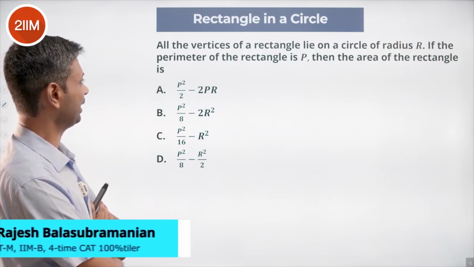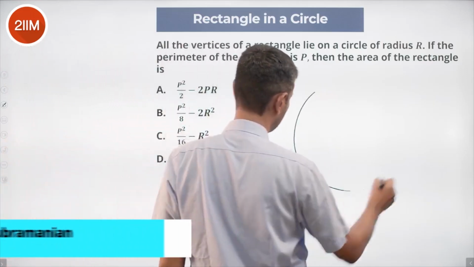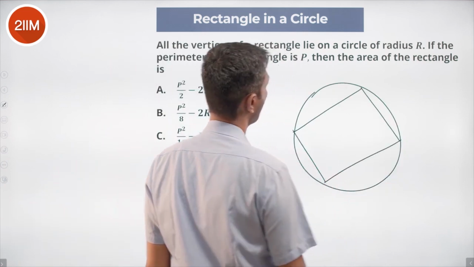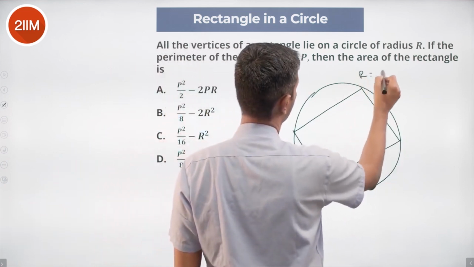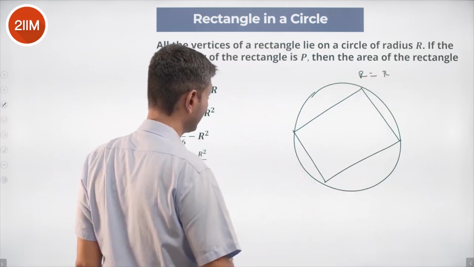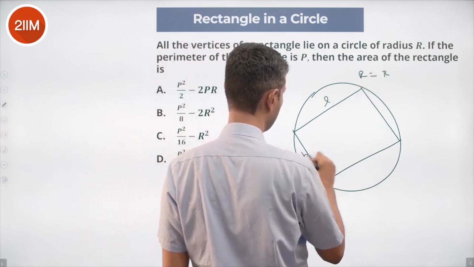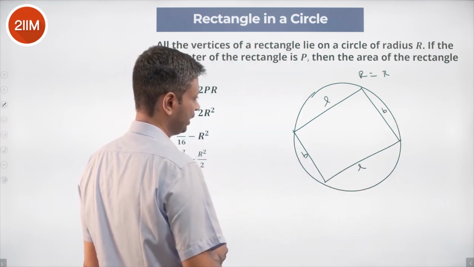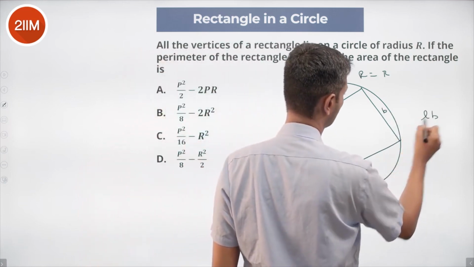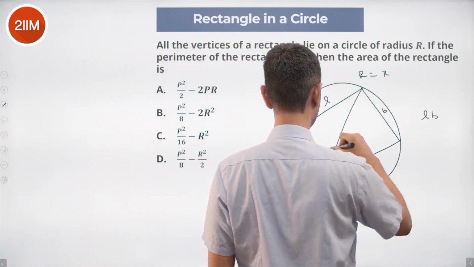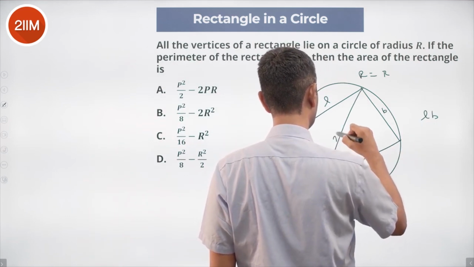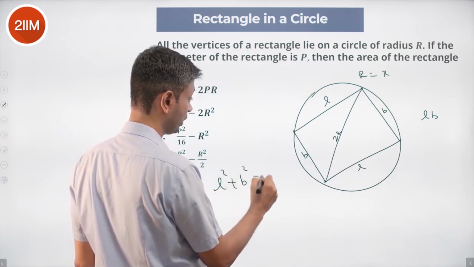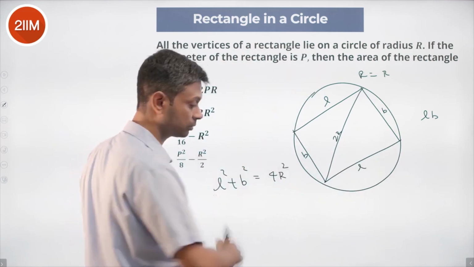All the vertices of a rectangle lie on a circle of radius r. Nice. If the perimeter of the rectangle is P, with sides L, B, L, B, then the area of the rectangle is, we need to find LB. We know this is a right angle triangle. So L square plus B square, this is 2R. So L square plus B square equals 4R square.